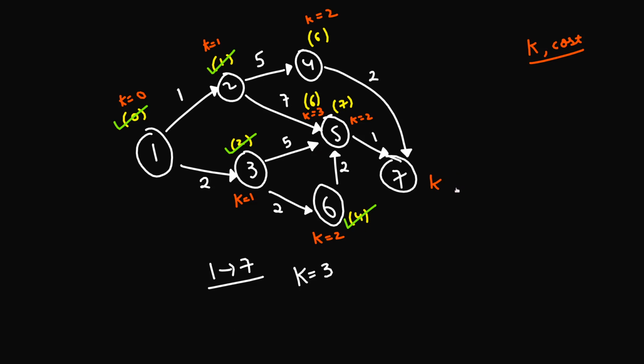So that is why I will not be replacing this k equals 2 and cost 7, but I'll be adding another entry, which is k equals 3 and the cost is 6. So for this particular node, I'll have both the entries.